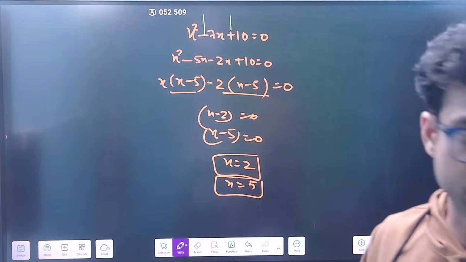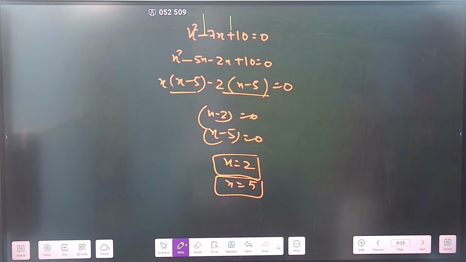Always then the roots would be positive. This is the main point I am saying. The roots would be positive. I hope you understood this.